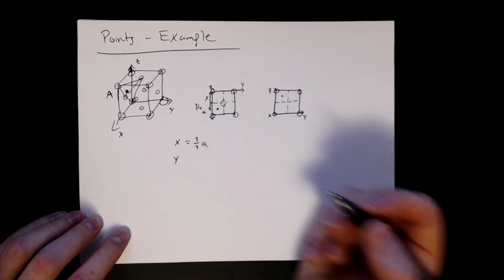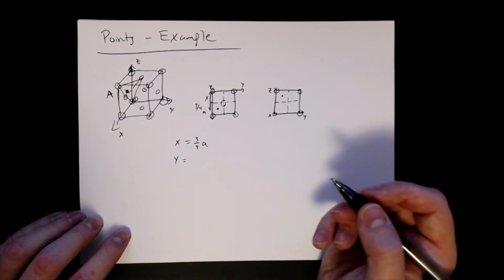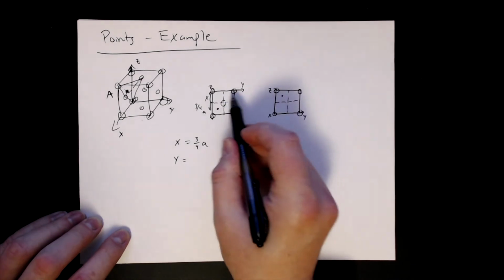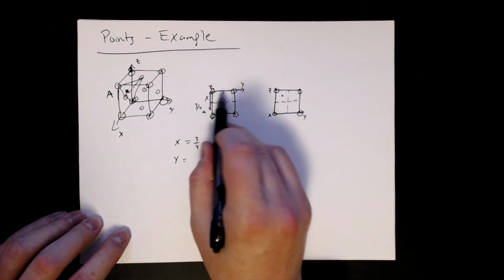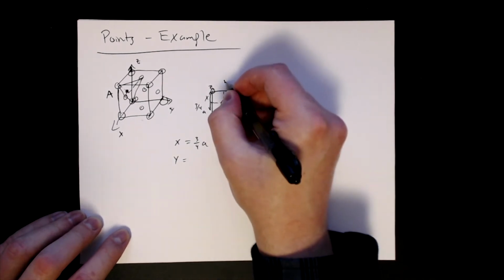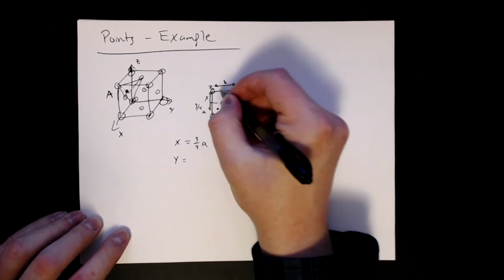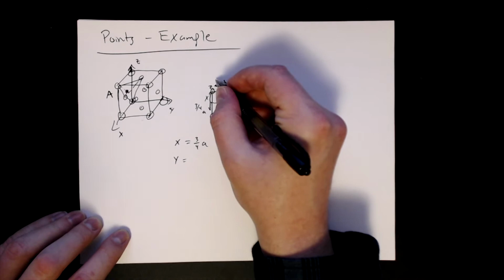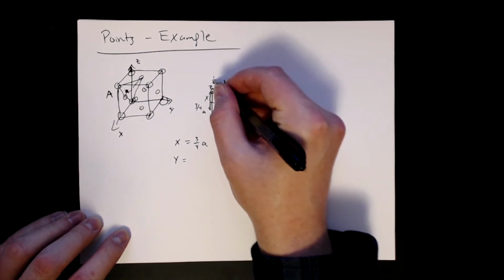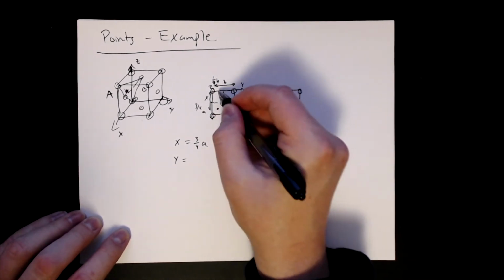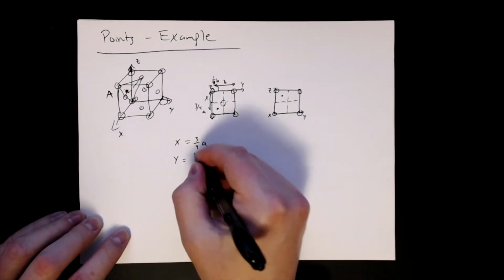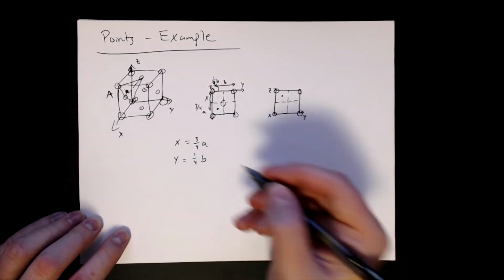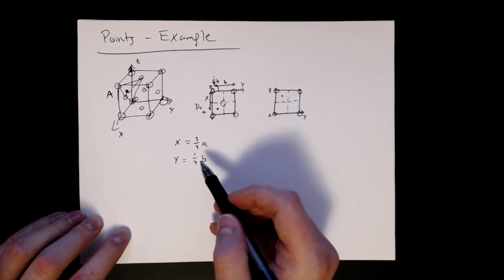All right, and then for y, in the y direction, we can again use this diagram, and we see that if we go along the y direction, which is length B, it's here, and that's 1/4, right? This 1/4 B is this fragment, just a small fragment. So 1/4 B.